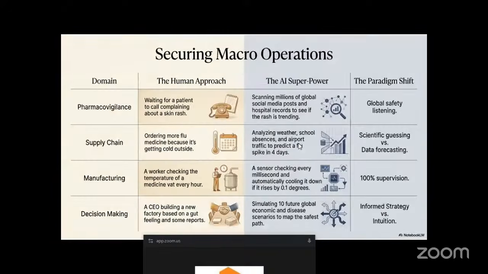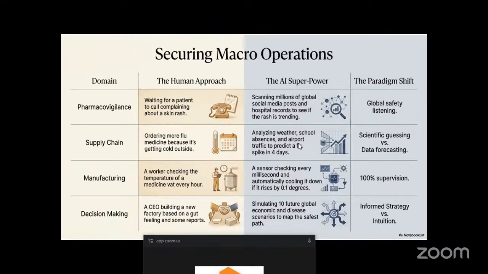Pharmacovigilance means monitoring side effects. In general, if there is any ADR, the person has to go to the ADR center to register the complaint. Whereas here, AI scans millions of social media posts and hospital records, and if any rash or ADR is trending, it can identify the adverse effects.